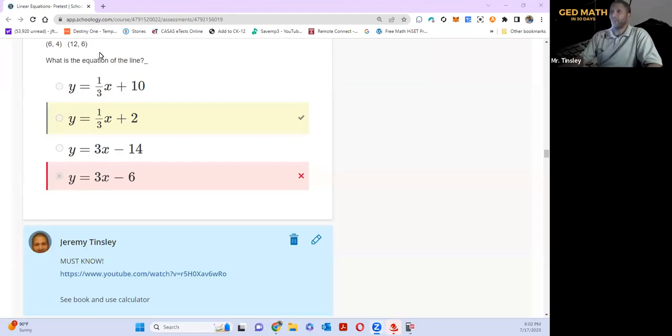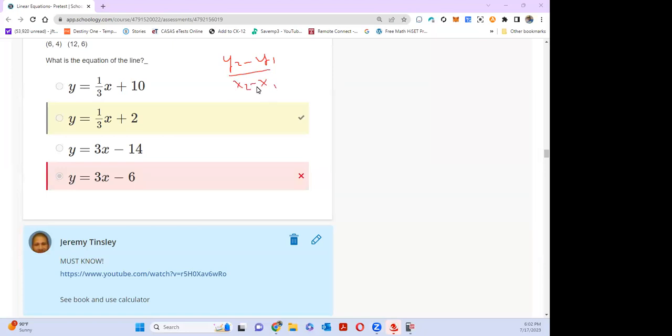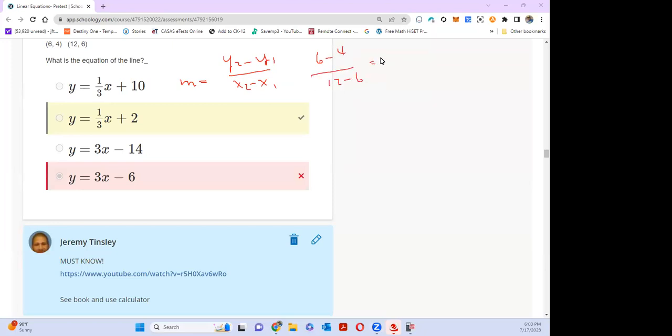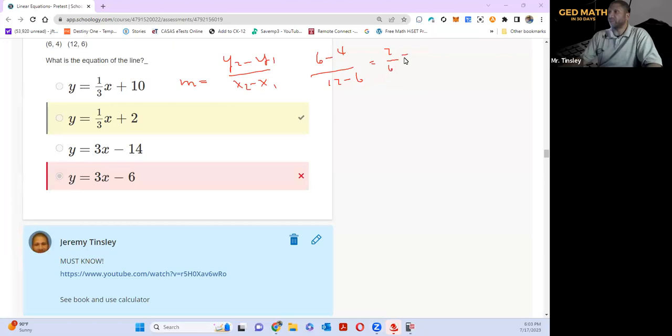Literally, you've got to go y2 minus y1, and I like doing x2 minus x1 like that. So 6 minus 4 over 12 minus 6, that's 2 over 6, which equals 1/3. Okay, but that gets rid of C and D. So you still have two options where your slope is 1/3. So you just have to go a step further.